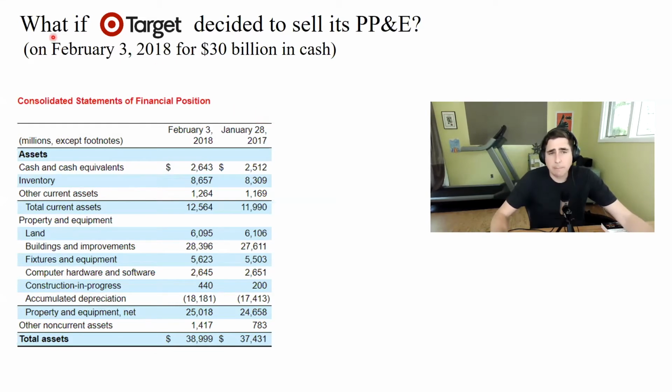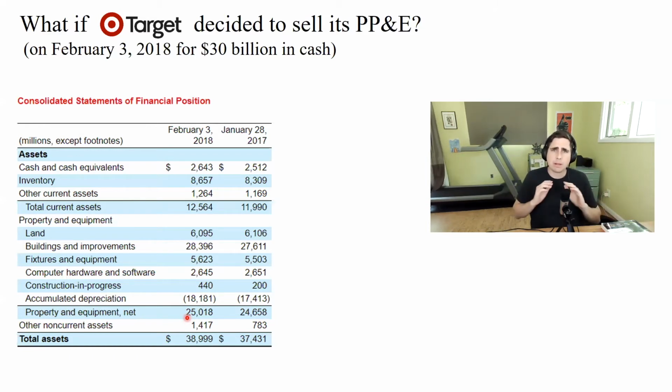So they've got kind of an odd period end date that falls on different days every year. Anyway, we're going to just imagine what would happen if Target decided to sell all of its property, plant, and equipment on February 3rd, 2018 for $30 billion in cash. So here's their property, plant, and equipment. It kind of starts here, and then they list it all out: land, buildings, fixtures, computer hardware, construction in progress, accumulated depreciation, and the net balance of 25 billion. Let's see, yeah, this is in millions, so 25 billion essentially is their net PP&E balance. And so what would happen if Target decided to sell all of this PP&E for $30 billion in cash?